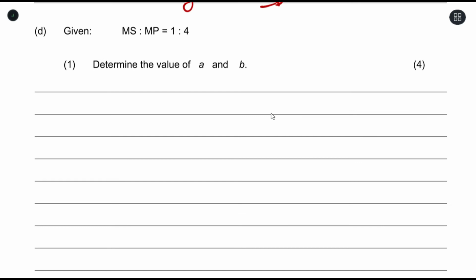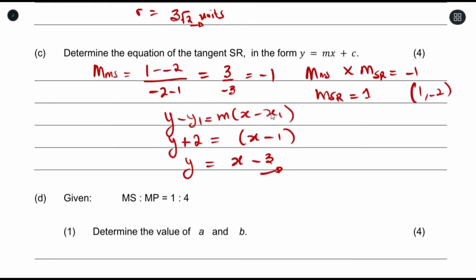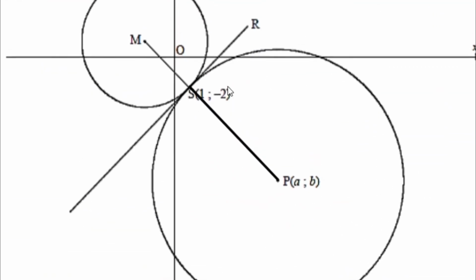Given that MS to MP is 1 to 4, determine the values of a and b. So we're going to be answering this question on our circle over here. We're told that the ratio of MS to MP is 1 to 4. So I'm going to say that this here is 1, and this here is 3. I'm saying this is 3 because this entire length is 4, so this part will just be 3. Now that's not the distance, it's just a ratio, so we can put a variable next to it so that we understand that those are not the actual values.